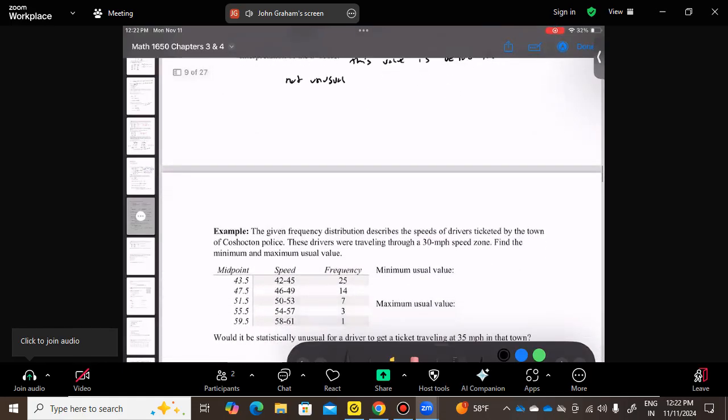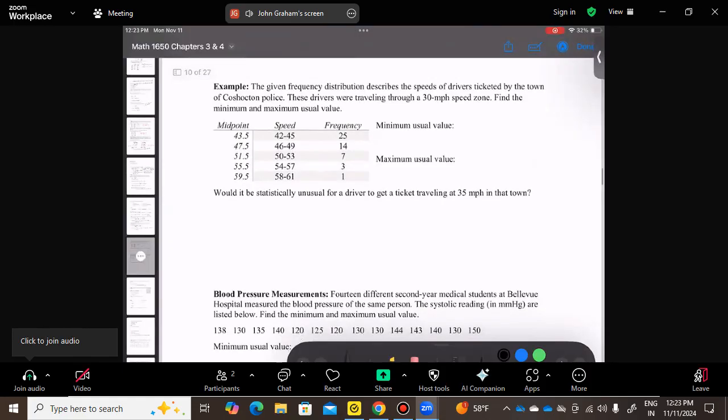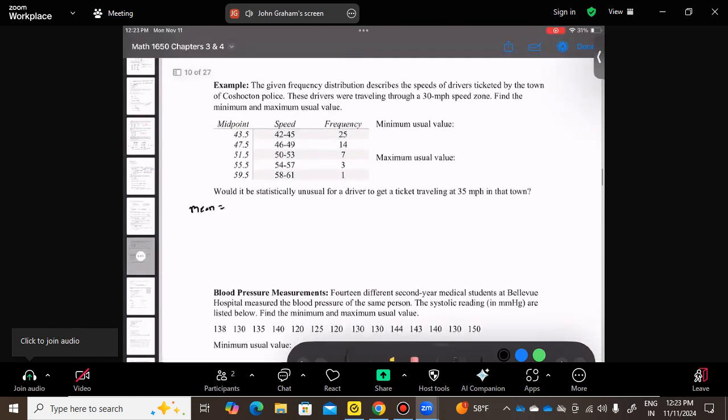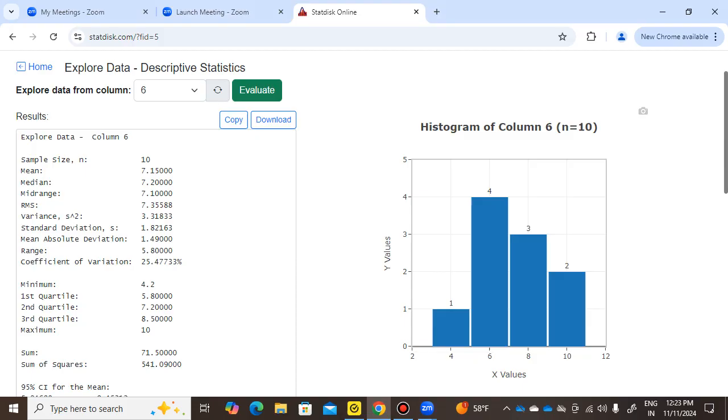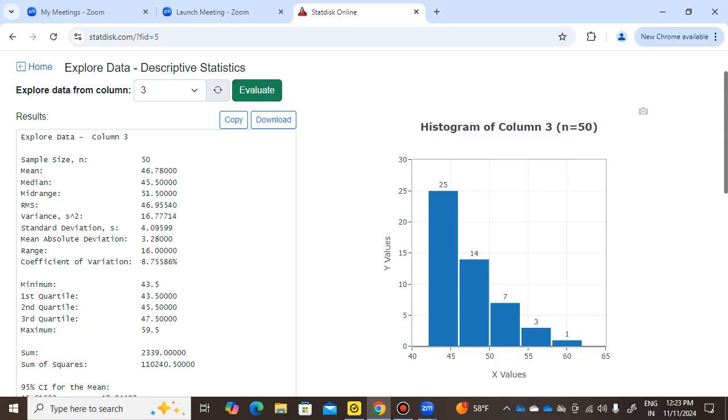Alright. Let's go back to the drivers getting ticketed by the construction police. Remember with this that we had a mean, let me just go back and check. Column 3, the mean was 46.78 and the standard deviation was 4.1.